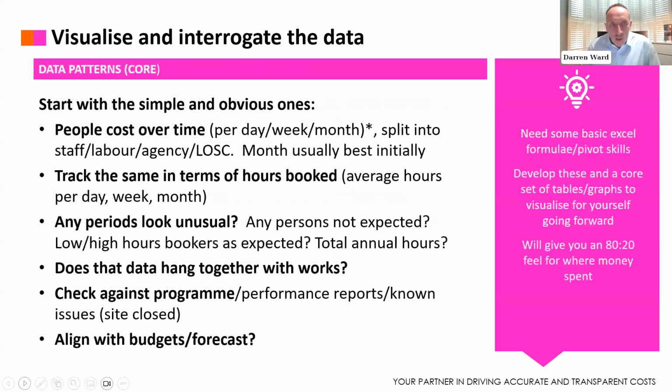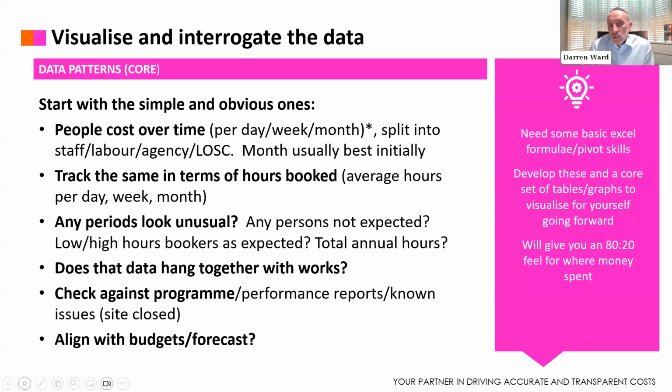So, what do you then need to do? You've now got the payroll report with X levels of detail. You need to start to trend and pattern your data. Make the data come alive. So start with simple and obvious patterns of data. Look at people cost over time, per day, per week, per month. Split it: labour, staff, agency, labour-only subbies. Probably best to look at data monthly.